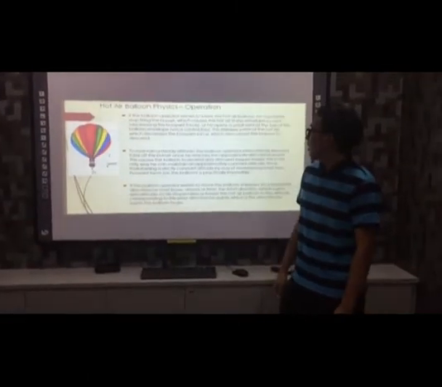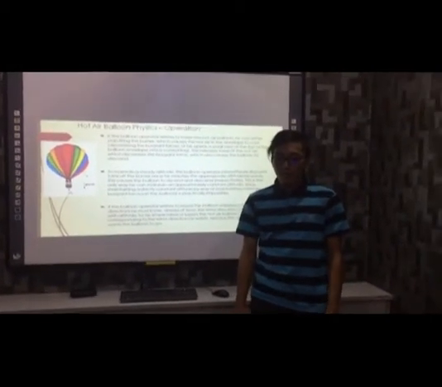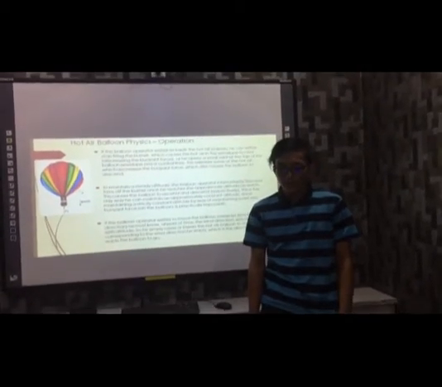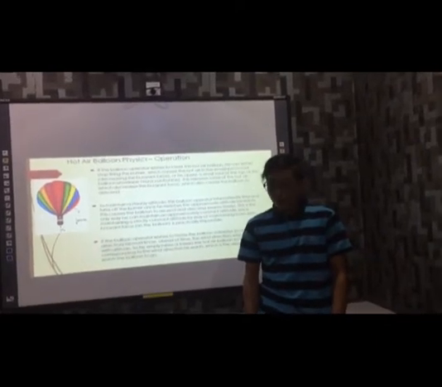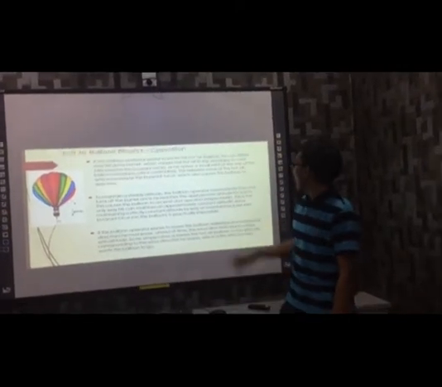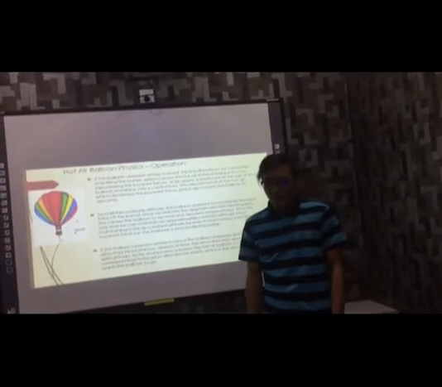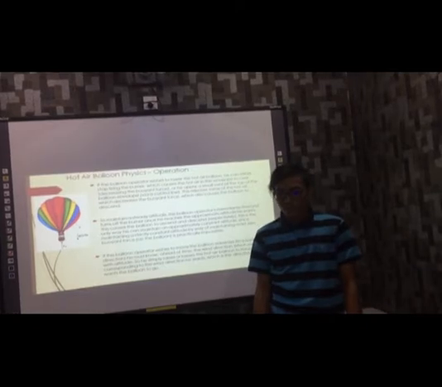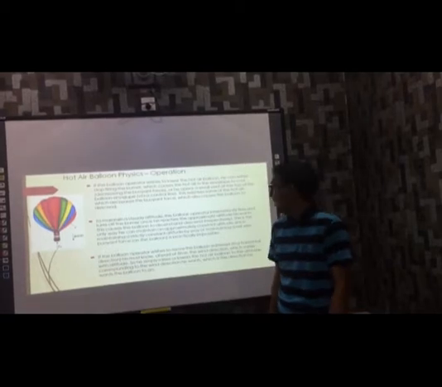Okay, now hot air balloon physics, the operation. If the balloon operator wishes to lower the hot air balloon, he can either stop firing the burner, which causes the hot air in the envelope to cool, decreasing the buoyant force, or he opens a small vent at the top of the balloon envelope via a control line. This releases some of the hot air, which decreases the buoyant force, which also causes the balloon to descend.